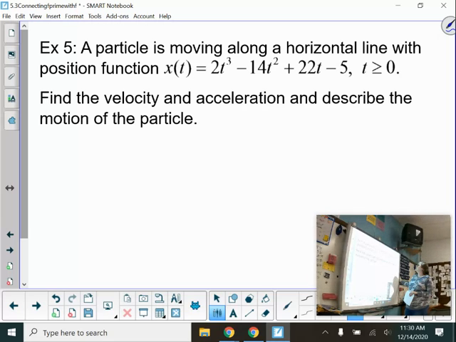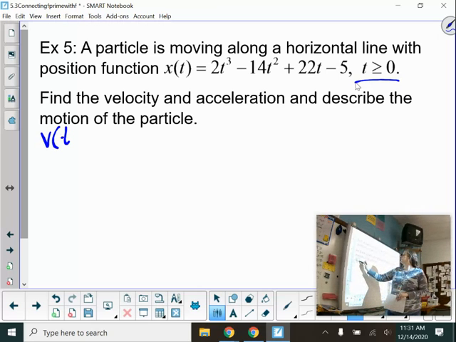So we have example 5. We have a particle moving along a horizontal line with the position function x of t. Notice they're using x instead of s. That will happen once in a while. x of t is equal to 2t cubed minus 14t squared minus 22t minus 5 for t greater than or equal to 0, so I'm not considering any times before 0. We want to find the velocity and acceleration and describe the motion.